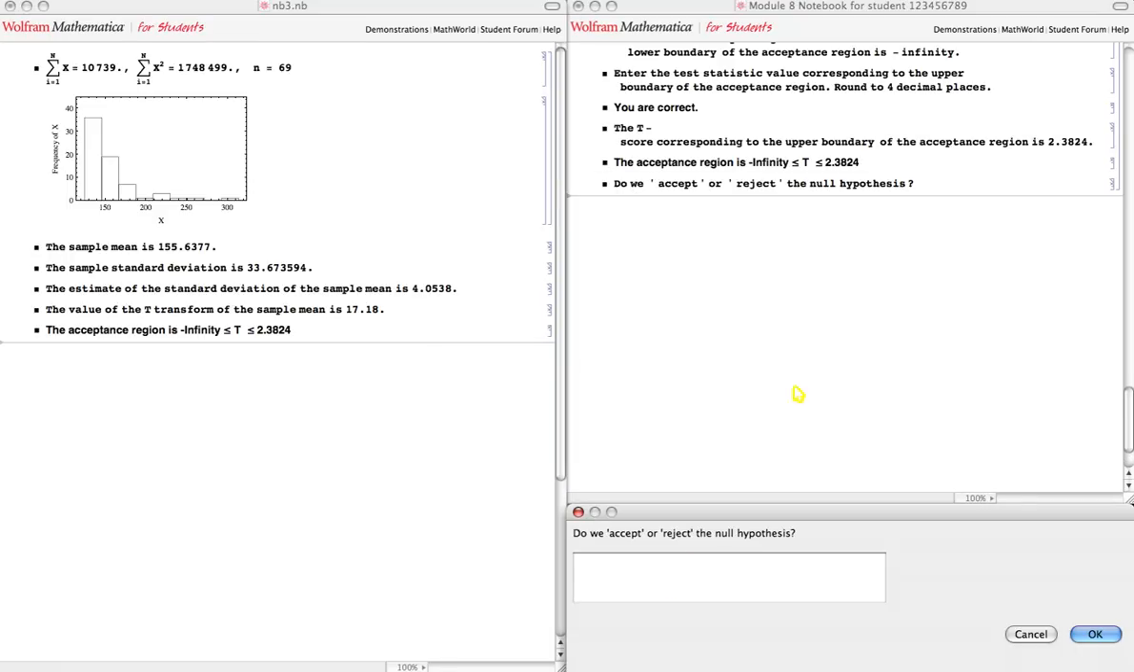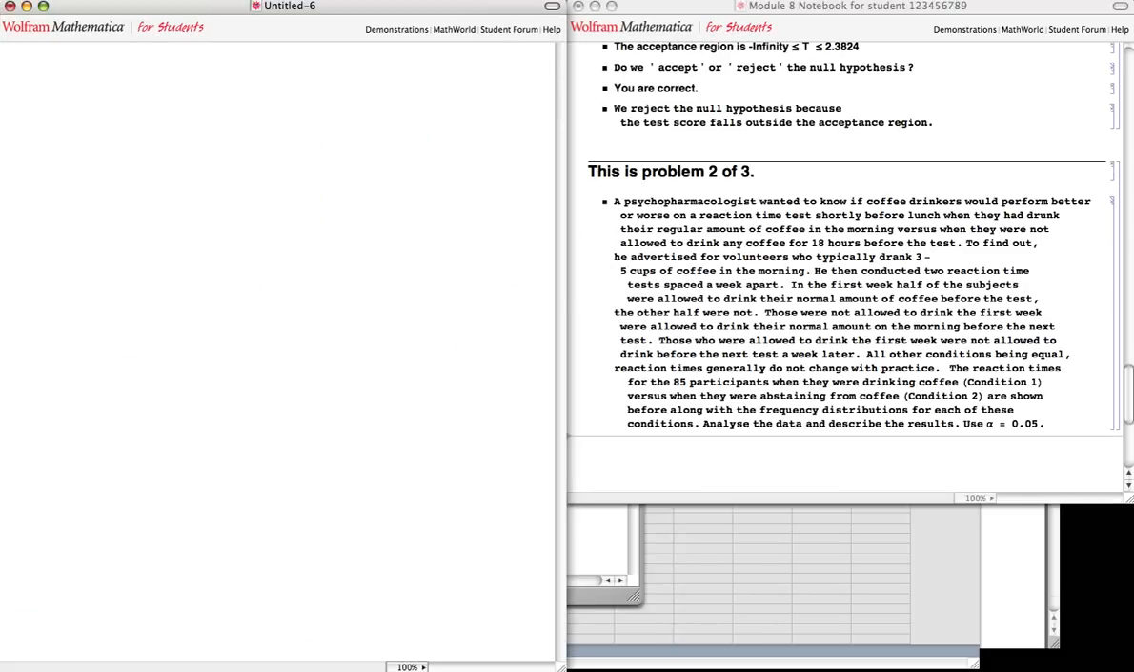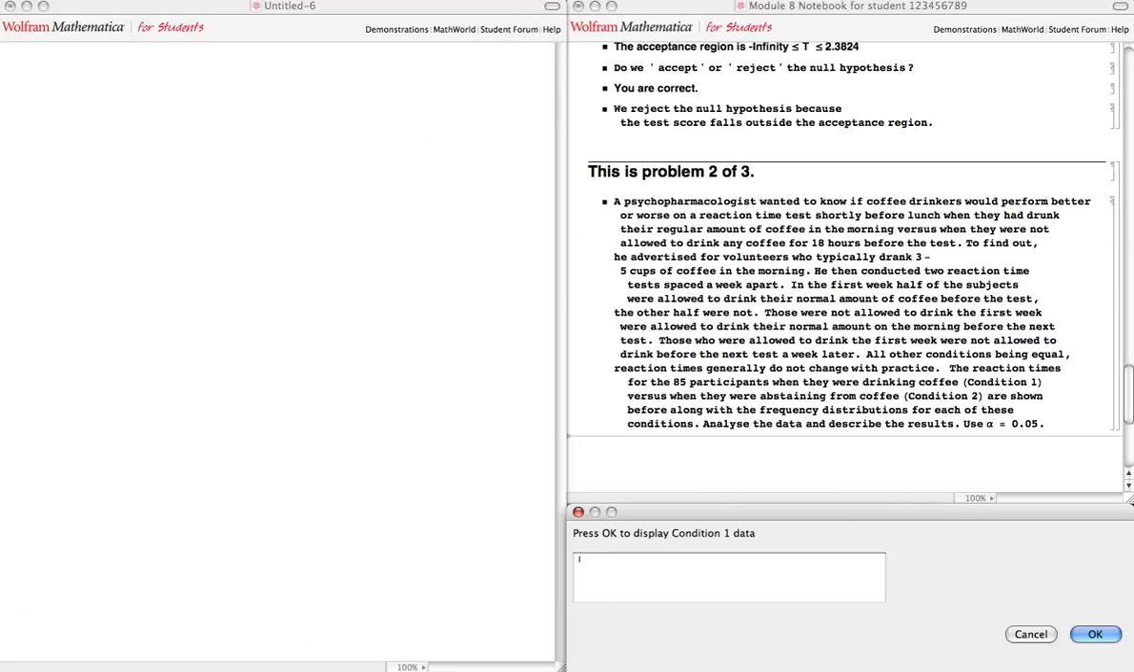Okay, do we accept or reject the null hypothesis? Clearly, the value I obtained is much higher than the required critical value, so I reject the null. Okay, so that's problem 1.